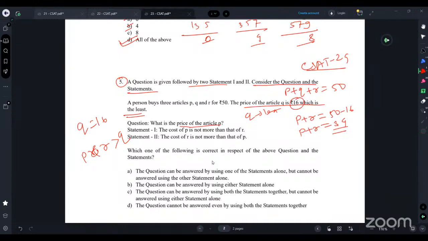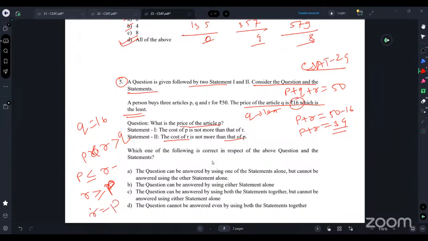See now. Let's try using statement 1. The cost price of P is not more than that of R. It means that the value of P is less than or equal to that of R, right? And the cost price of R is not more than that of P. It means that the value of R is more than or equal to P. So we have these 2 statements, guys, right? So if we combine these 2 statements, what will we get to know?